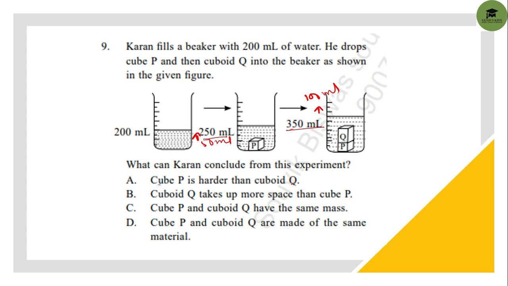P is harder than Q. No, wrong. Q takes up more space than P. Okay, that can be correct. Yes. P and Q have the same mass. No, this is not correct. P and Q are made of the same material. This is also not correct. So option B is your correct answer. Okay.